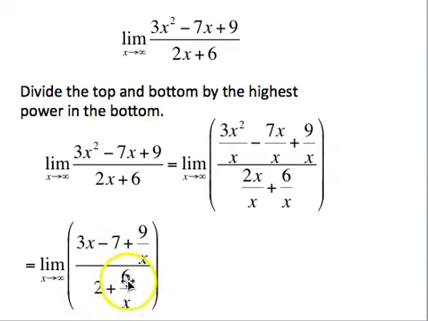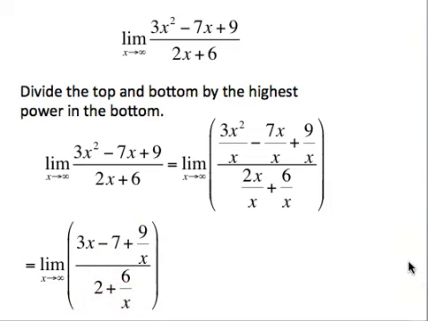Now, as x goes to infinity, on the bottom, 6 over a million goes to 0, so the bottom just goes to 2. This goes to 0, this goes to negative 7, but this keeps increasing. If x is a million, I get 3 million. So basically, the top is going to 3 million. Who cares about minus 7? Who cares about the 0? The top is basically 3 million. Who cares about 6 over a million? Basically 0, basically 2. 3 million over 2.